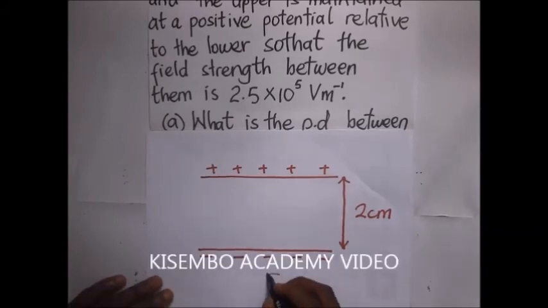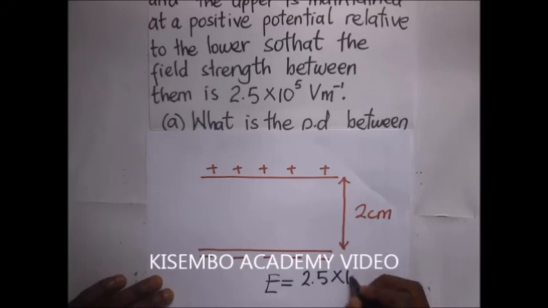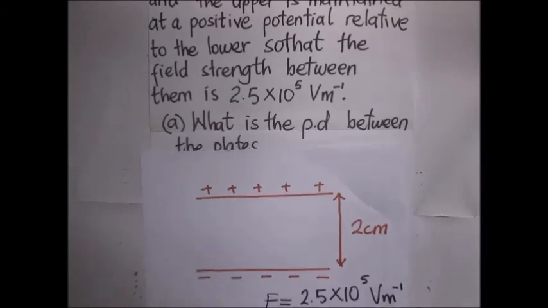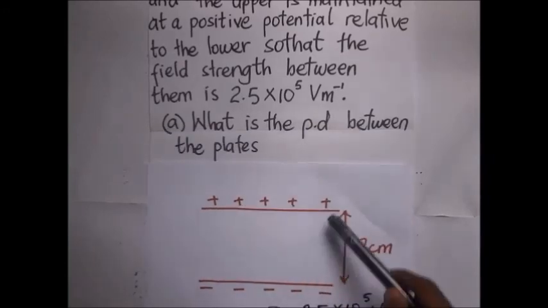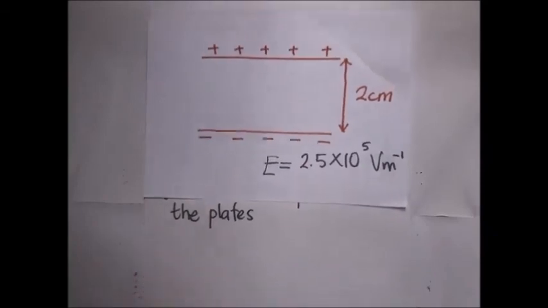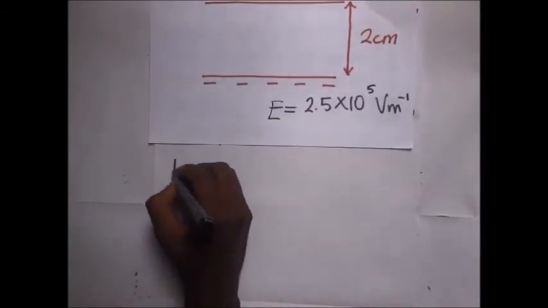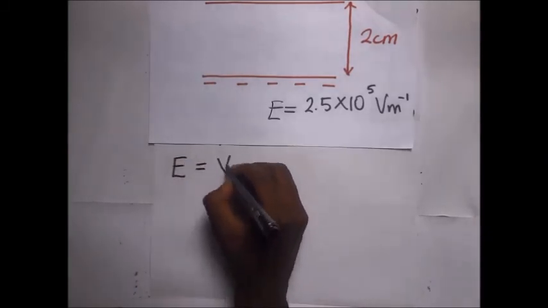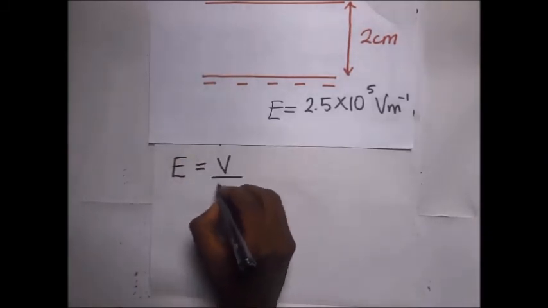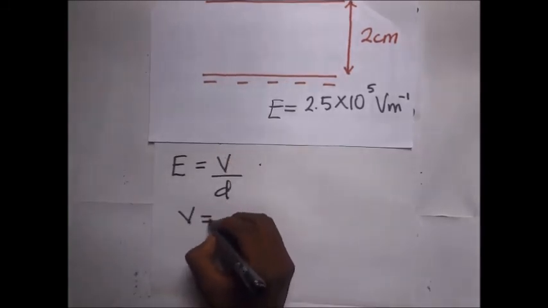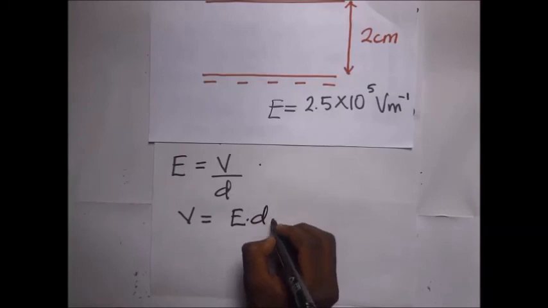So it means that our value of E here is going to be 2.5 times 10 to the power 5 volts per meter. That is the meaning of that. They're asking us to find the potential difference between the plates. So what is the PD between these plates? We know that our intensity E is going to be potential difference V over d. So to find our potential difference, V is going to be equal to E times d.